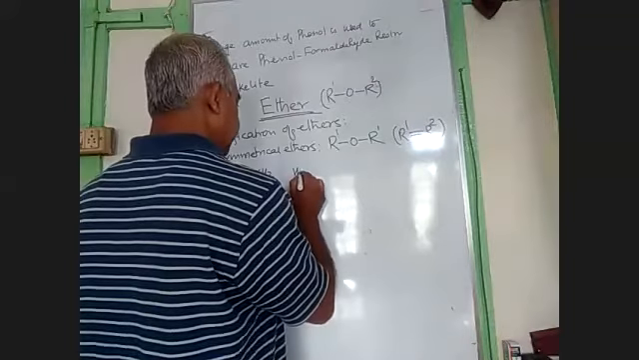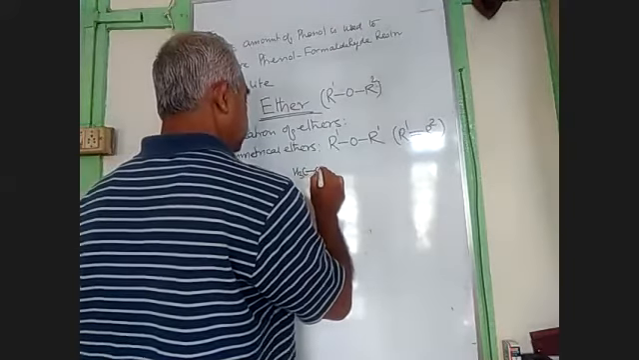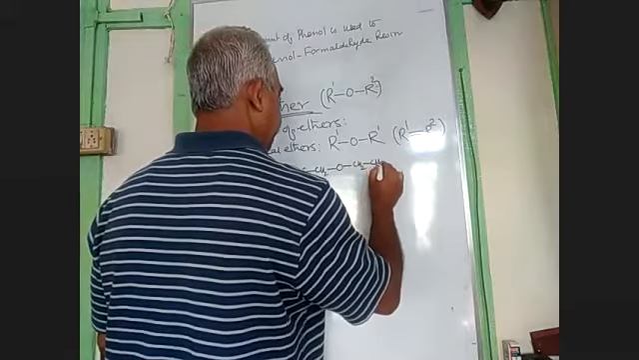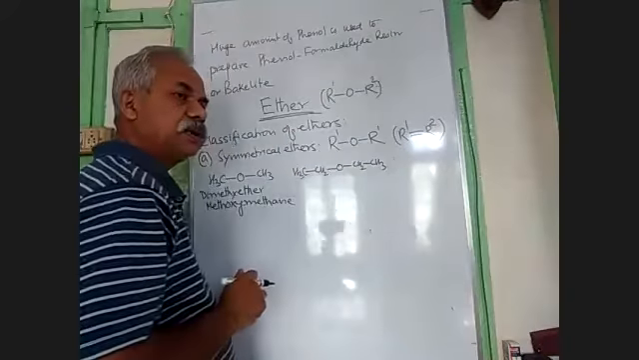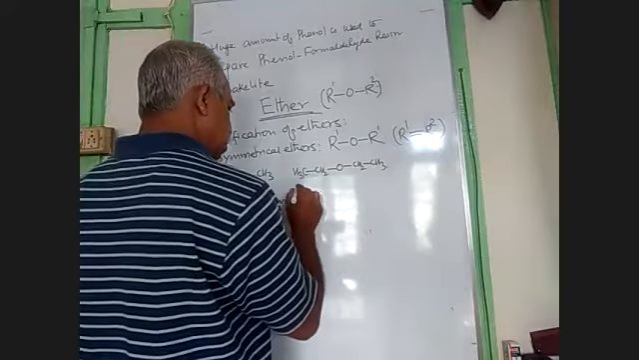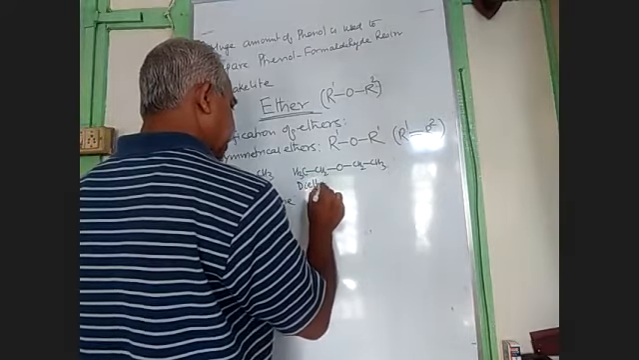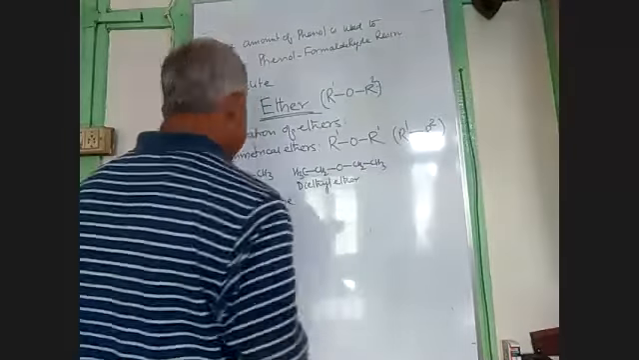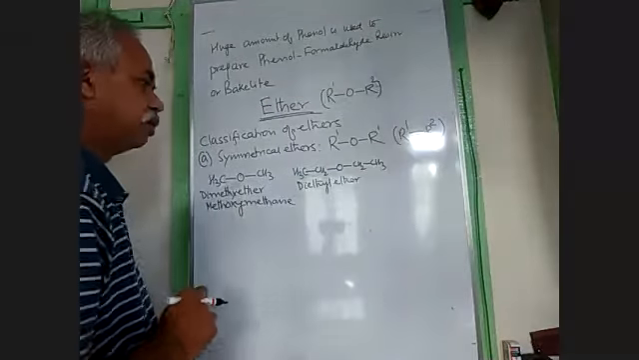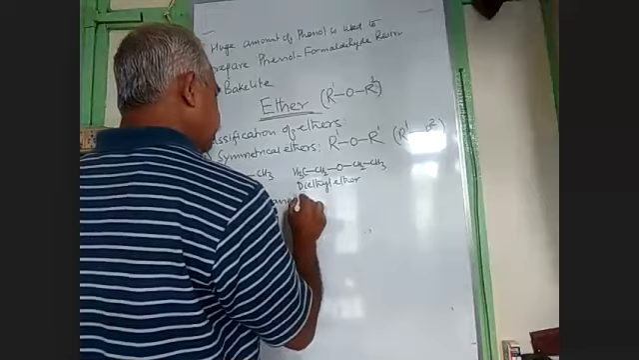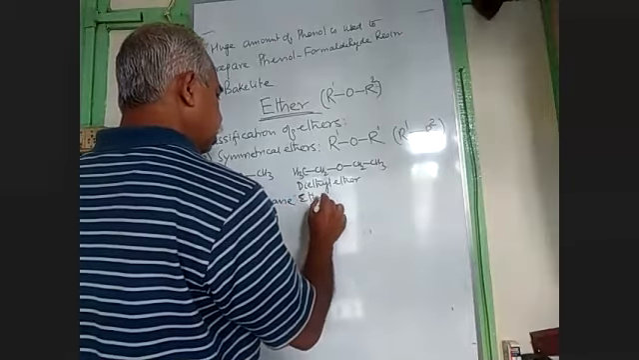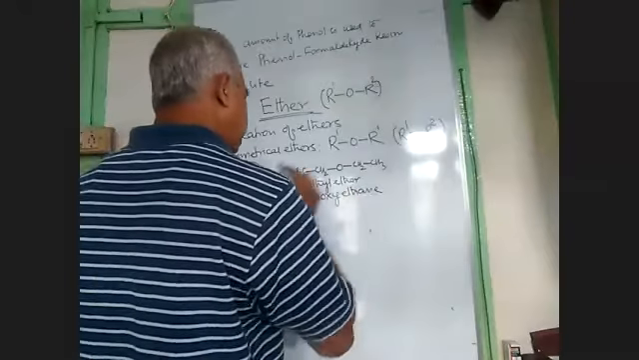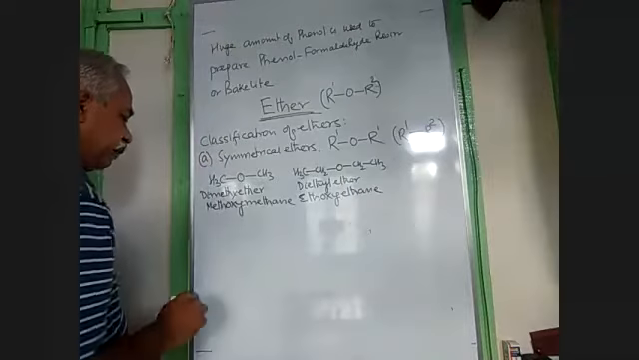Okay, now this is often used, a large amount is used in our laboratory. What is the common name? Diethyl ether. This is a low boiling liquid and this is gaseous. Diethyl ether. What will be the IUPAC name? Ethoxyethane.